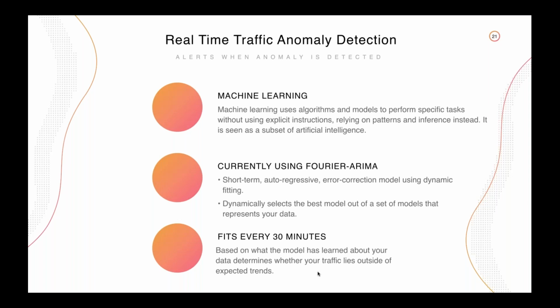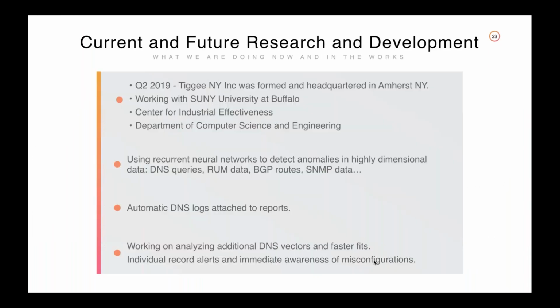And what this does is dynamically select the best model out of a range of models that represents your data. There are all these different models that could be used, but every domain is a little bit different. Everyone's business case is a little bit different. So we're going to choose the best model out of a set of models that represents your data. And currently we're doing a fit every 30 minutes. Based upon what the model has learned and the data, it's going to determine what traffic lies outside of the expected trends. And if it leaves the expected trends, that's when it starts sending you these emails.